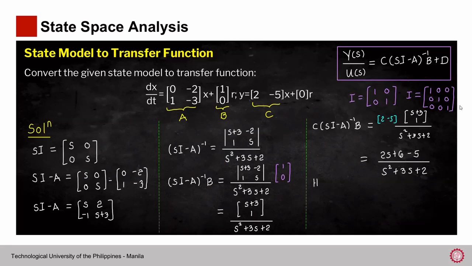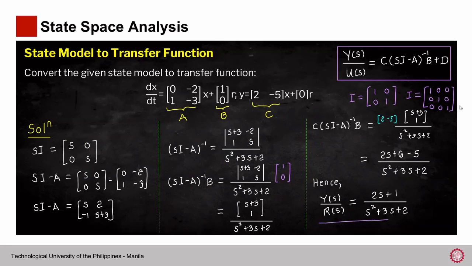So what will be our answer, guys? Our answer would be Y of S upon, not U of S here, because R is our input, so R of S is what we use. It is equal to 2S plus 6 minus 5, which is nothing but 2S plus 1 upon S square plus 3S plus 2.